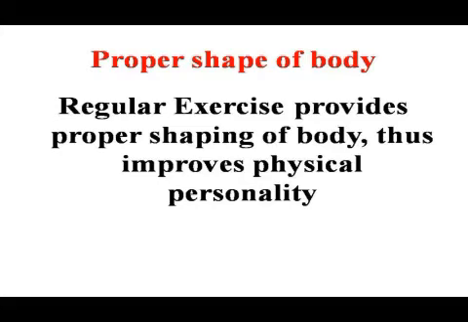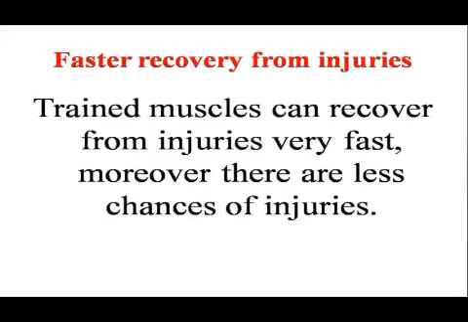Fifth is proper shape of body. When we do regular exercise, it provides a proper shape to the body. Thus it improves physical personality too. Sixth is faster recovery from injury. Trained muscles can recover from injury very fast. Moreover, there is less chance of injuries. Sports players always do regular exercise. That's why whenever they get injured, they recover very fast in a short time. And moreover, hardly do they get any kind of injuries.